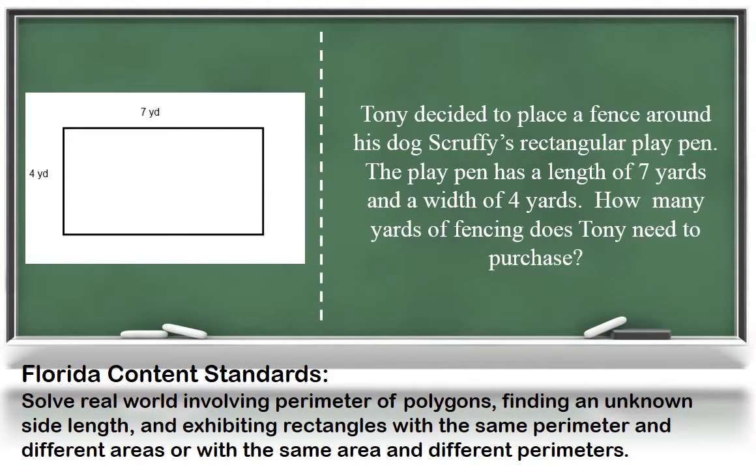This problem-solving scenario helps the children put the concept of perimeter back in context. Tony decided to place a fence around his dog Scruffy's rectangular playpen. The playpen has a length of 7 yards and a width of 4 yards. How many yards of fencing does Tony need to purchase?